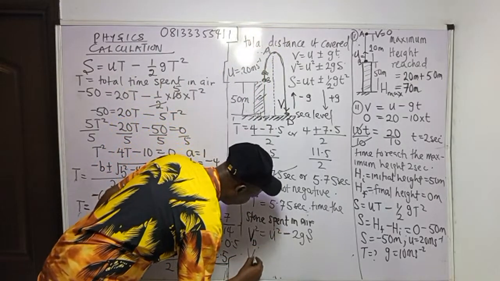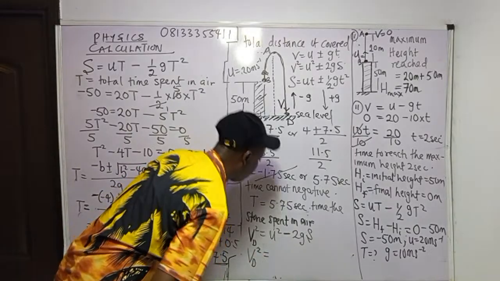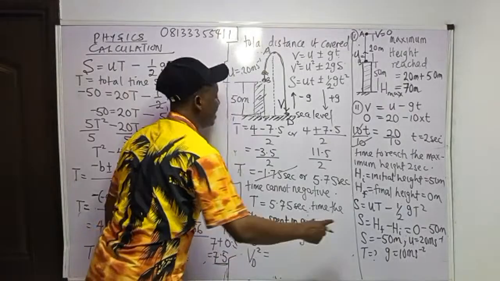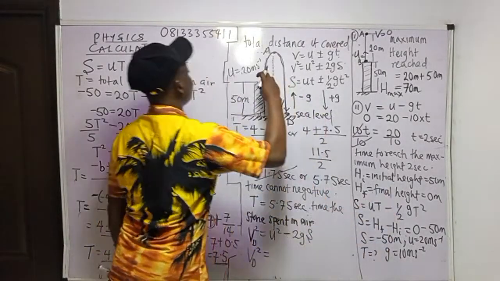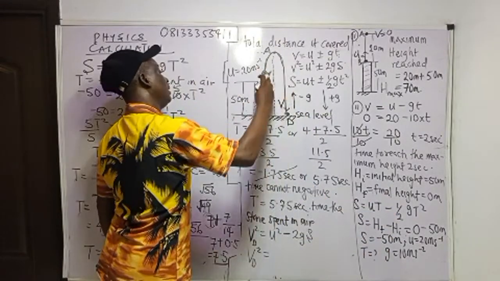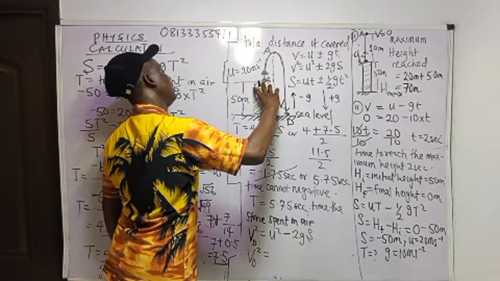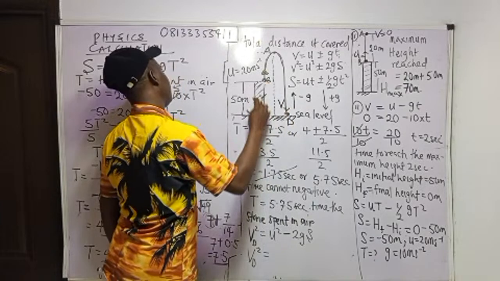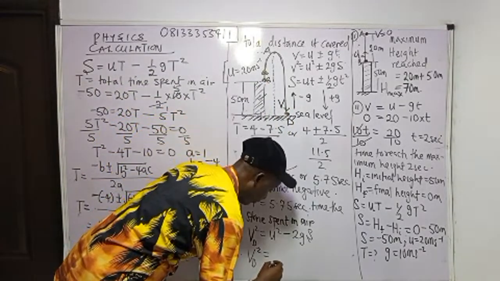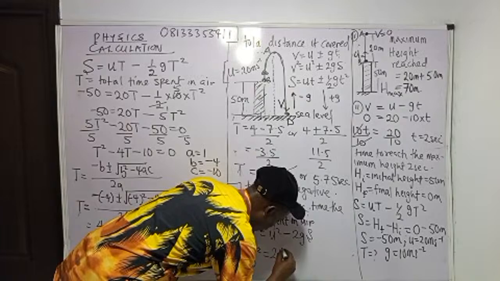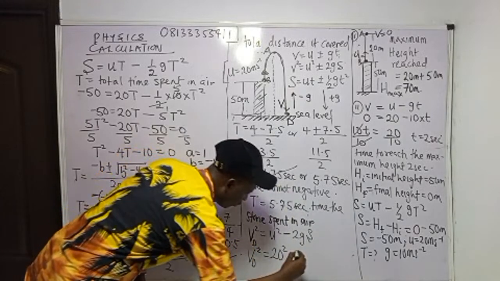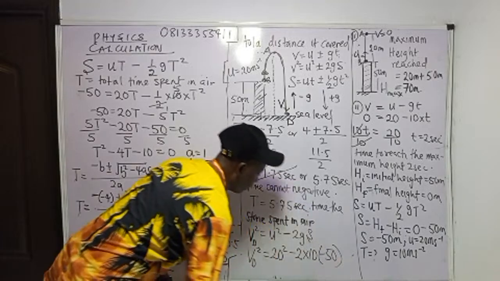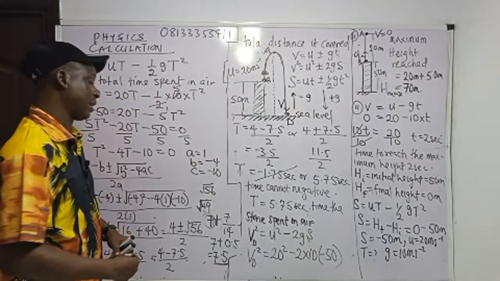So the velocity at D square is equal to what? What is our S? Our displacement is minus 50. That means final height minus initial height gives us minus 50. So I would have 20 square minus 2 times 10 times minus 50.